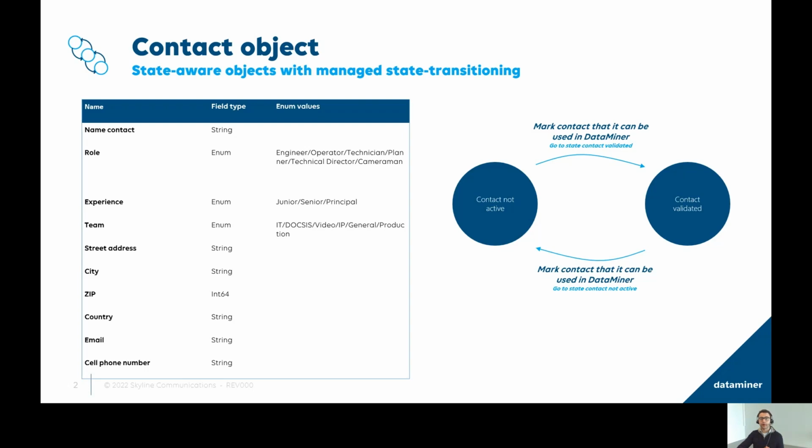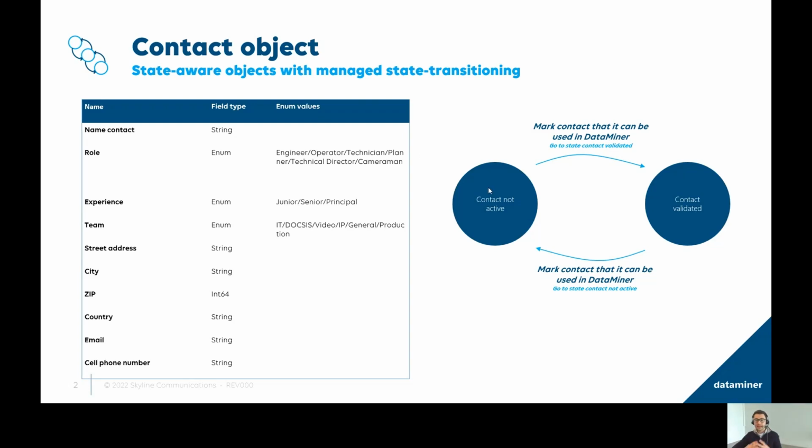Next to data modeling, a very important feature of DataMiner object models is state awareness. So you can really put an entire state diagram on top of your data model. Just to show you the potential, we created a very simple state diagram. Here, my contact can be in a not active state and in a validated state. For each state, you can define what data fields are visible, which are read-write, and which are read-only, for example. Equally, for each data field, you can define whether it's mandatory to fill in or optional.